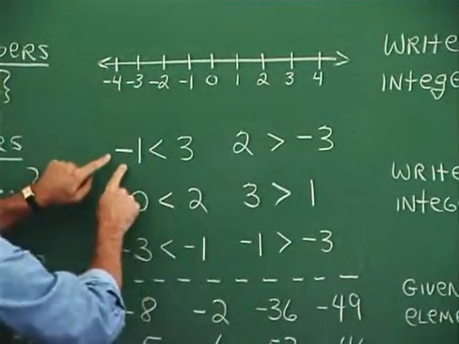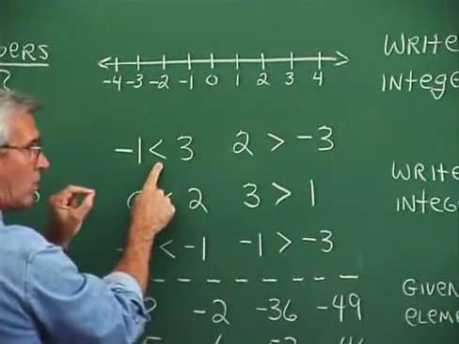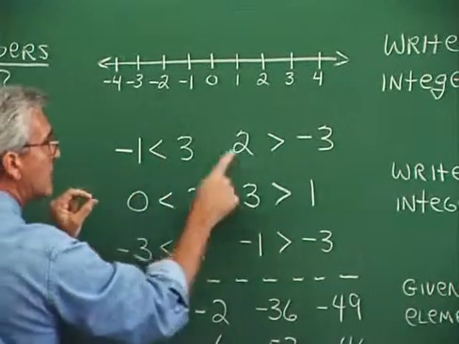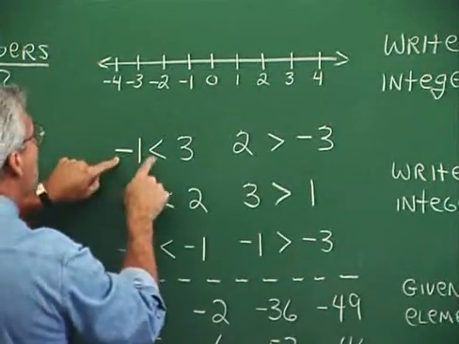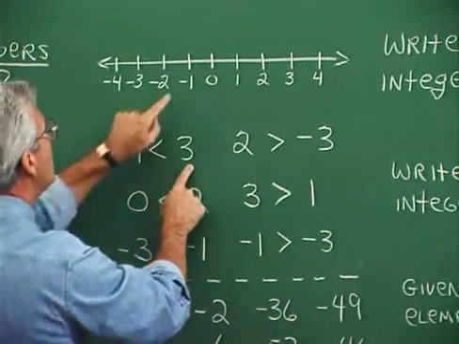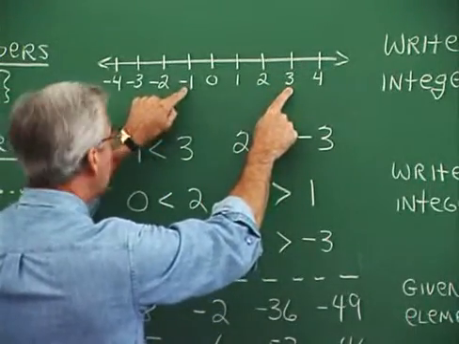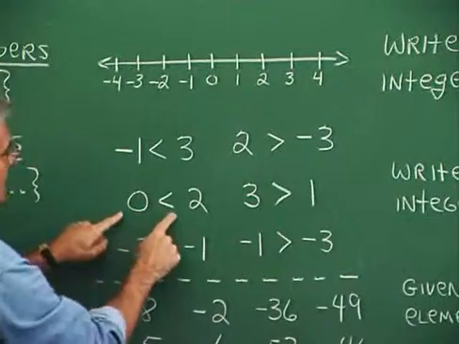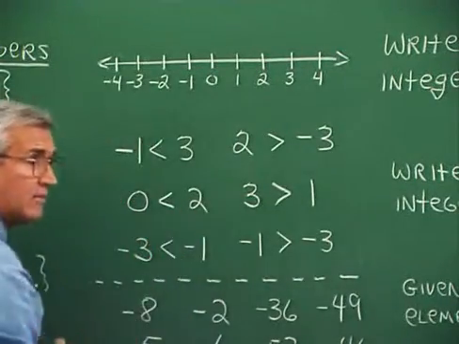So, we could say then that -1 is less than 3. Now notice this is the symbol for is less than. And here's the symbol for is greater than. So let's see, -1 is less than 3 because -1 lies to the left of 3 on the number line. 0 is less than 2 because 0 lies to the left of 2 on the number line.